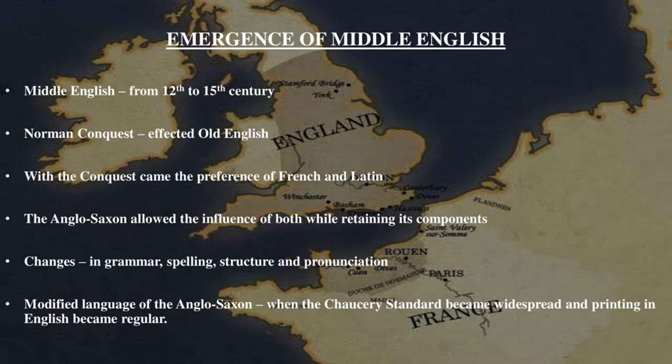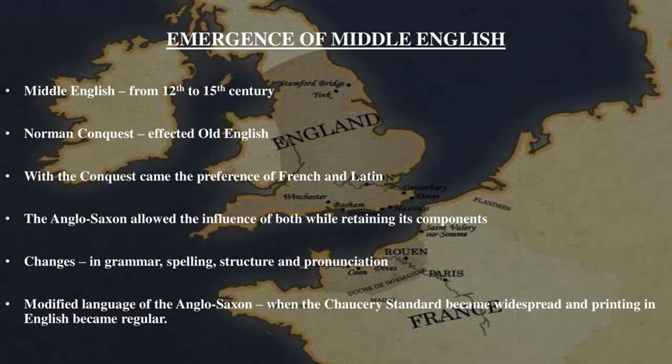So basically, Middle English is the modified language of the Anglo-Saxons since the Norman conquest to the 1470s, when the Chaucerian standard, considerably changed London-based English, became widespread and printing in English became regular.